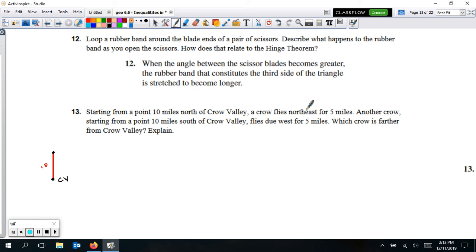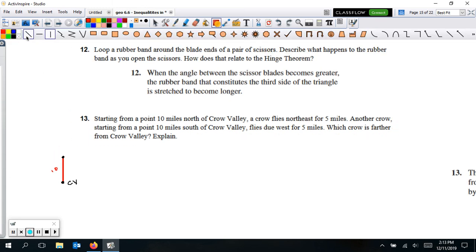First crow, crow number 1, says a crow flies northeast 5 miles. So north and then east. East is to the right. So it's going to be at a 45-degree angle from here. I can make this perfect and get exactly a 45-degree angle, but I'm just going to do my best without a protractor.